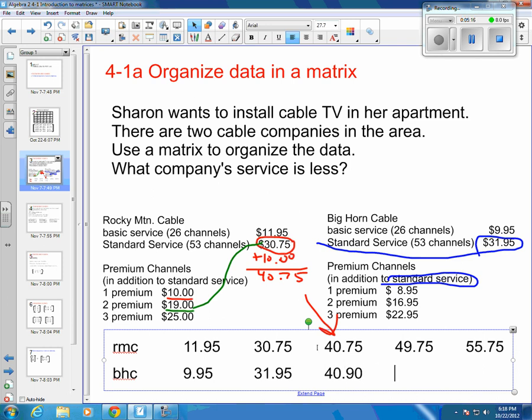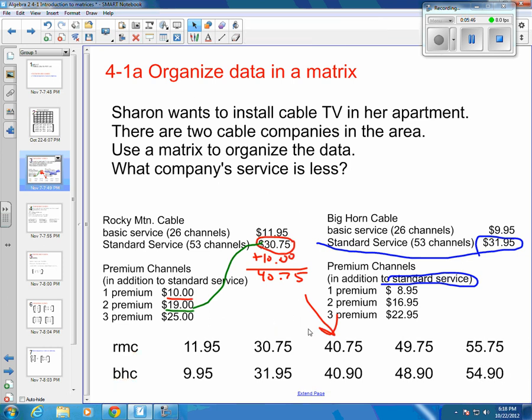I'm going to do the next one. So I'm going to take that 31.95, add it to the 16.95 right here, the 16.95 for 2 channels, and I end up with that being 48.90. And then the last one, for 3 premium channels, is 22.95. So I'm going to take the 31.95 and add it to 22.95, and I find out that is $54.90.